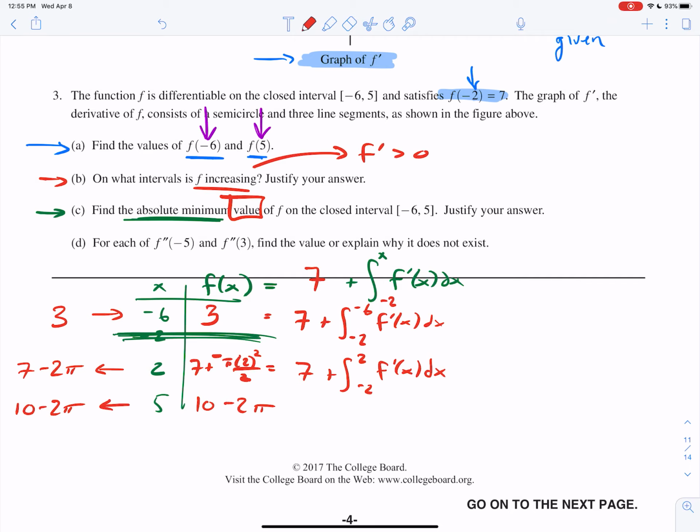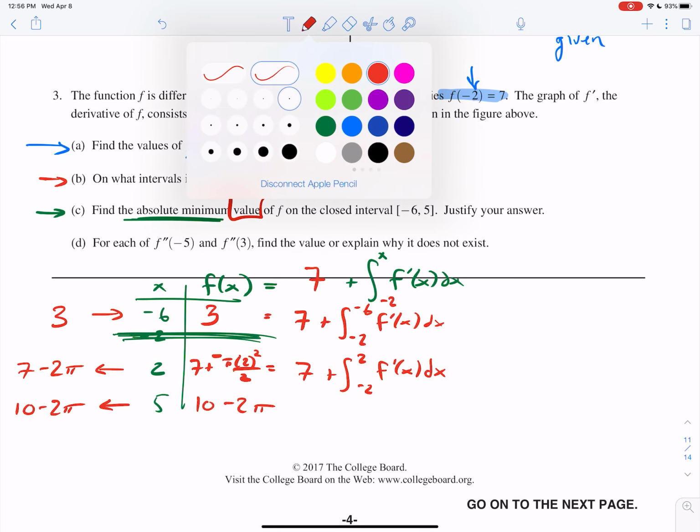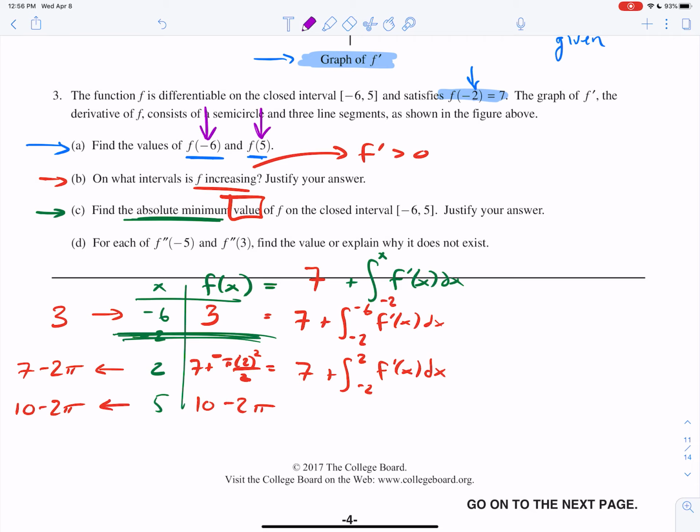Right? So you do have to estimate a little bit here. Remember, pi is like 3.14, so let's just assume that it was 3, right? So 7 minus 2 pi is really 7 minus 2 times 3, which is like 7 minus 6, which is like 1. It's about 1-ish, approximately 1. 10 minus 2 times 3 is 10 minus 6, which is about 4. Okay, so we know the minimum value is going to be 7 minus 2 pi. And your table is your justification.